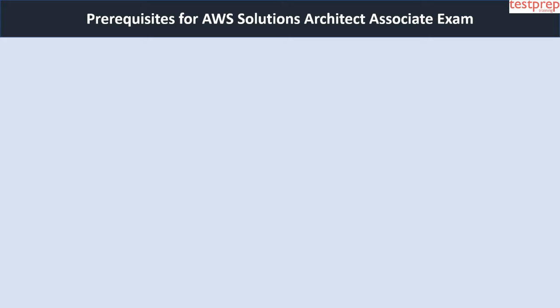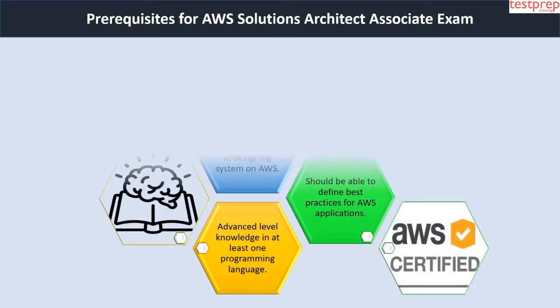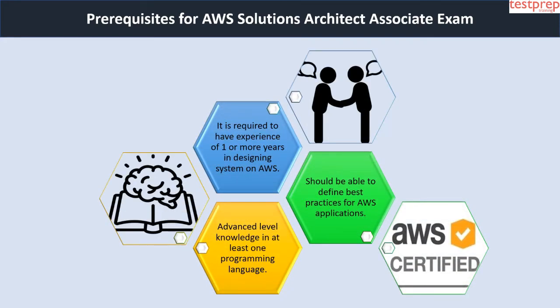Eligibility criteria for the AWS Solutions Architect Associate exam are: first, it is required to have experience of 1 or more years in designing systems on AWS. Second, advanced level knowledge in at least one programming language. Third, should be able to define best practices for AWS applications.